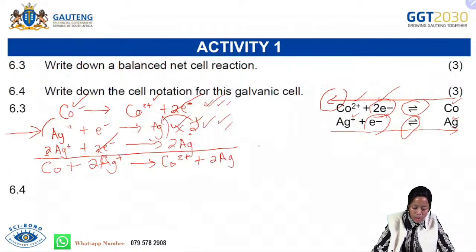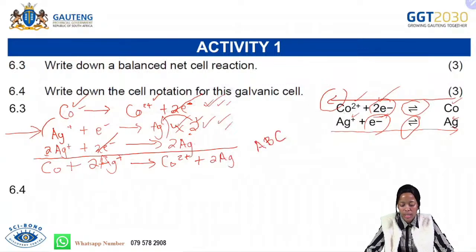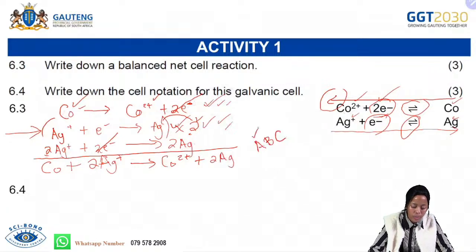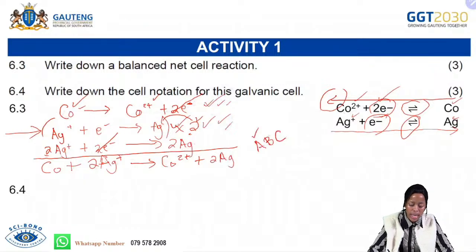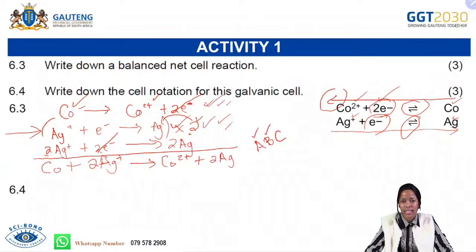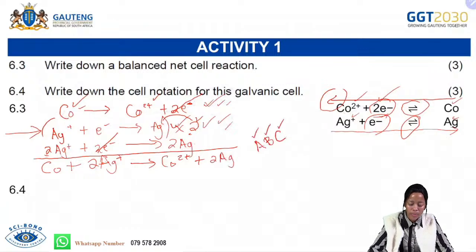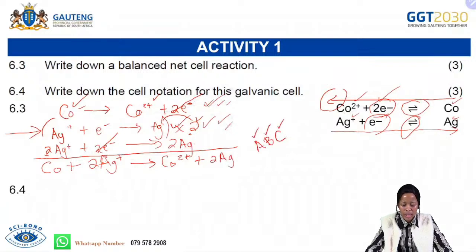And then with the cell notation, remember we said that we are going to use ABC. When we use ABC, we are saying that on the left-hand side we are going to have the anode first. And then we are going to have the double line, which means that there's the salt bridge, and then the C is going to represent the cathode.